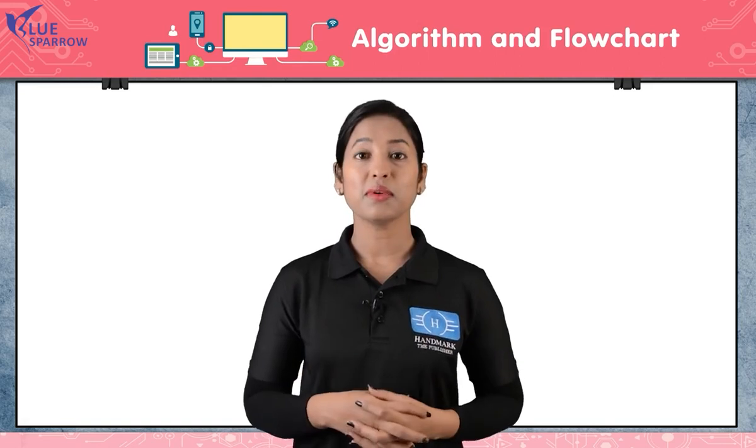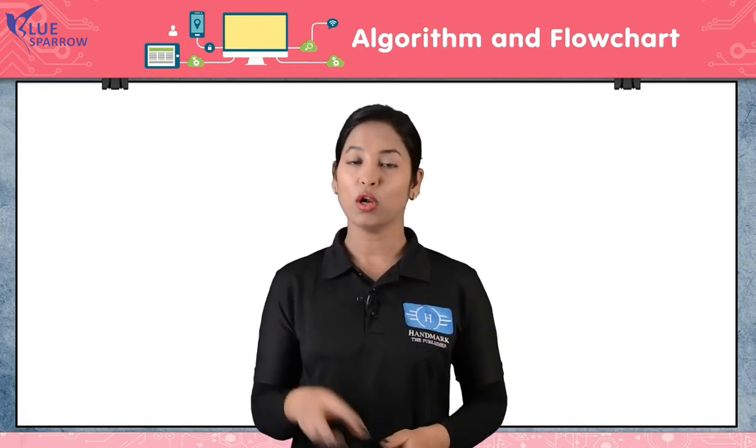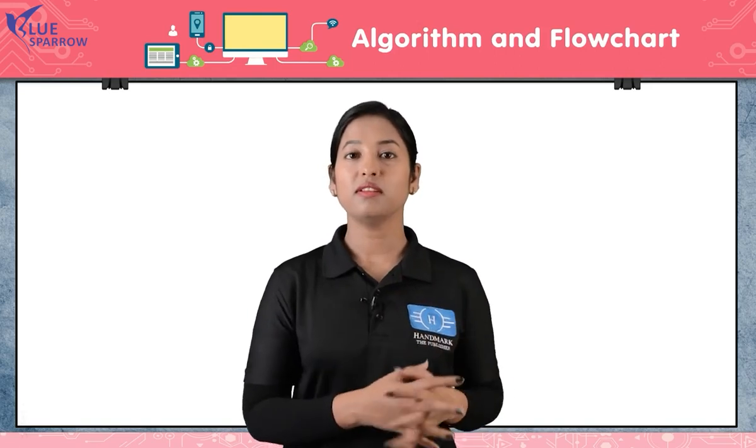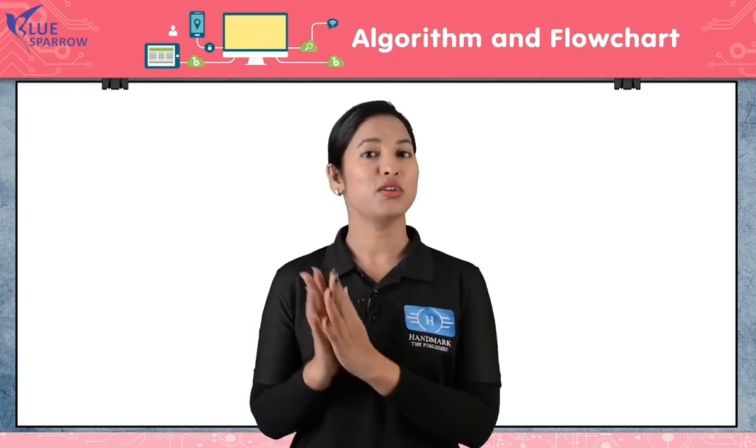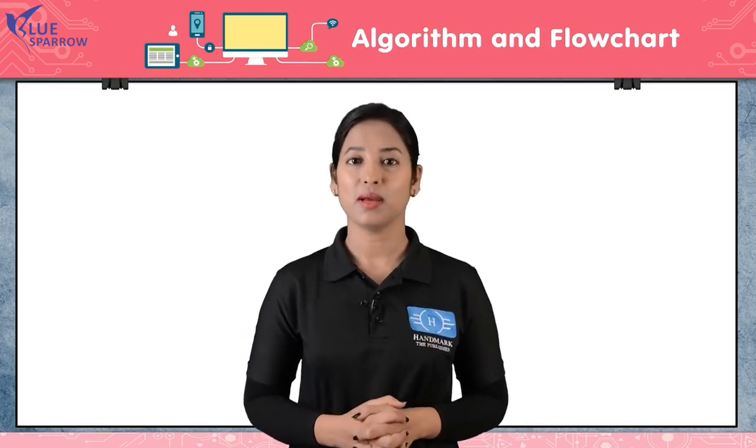A program basically involves three steps: algorithm, flowchart and program. So now let's start the session and learn about them one by one.